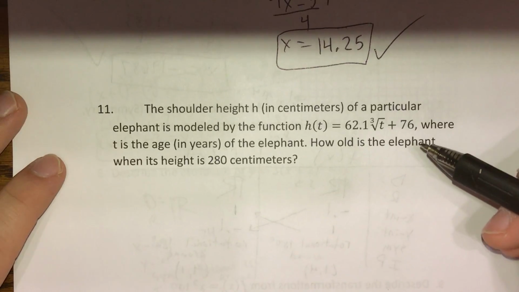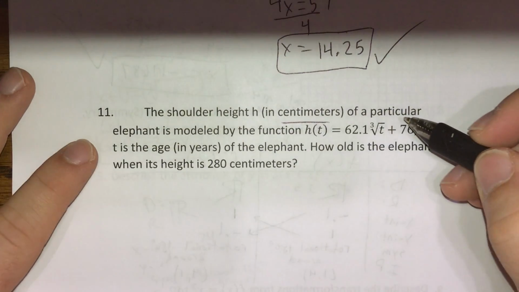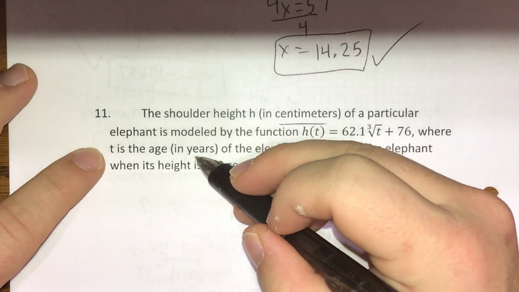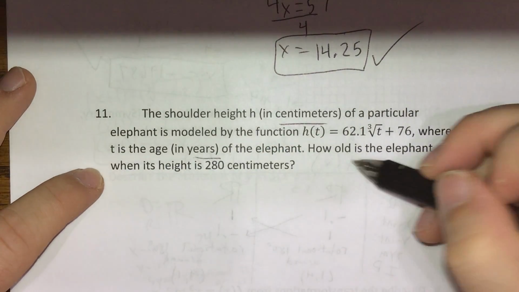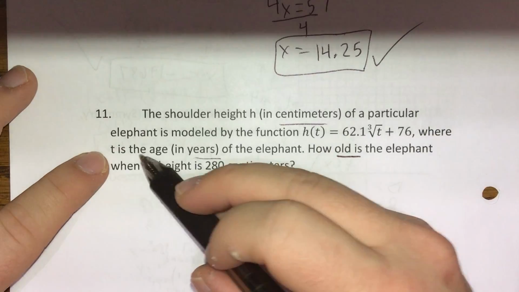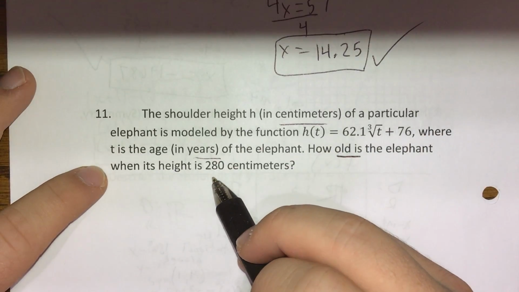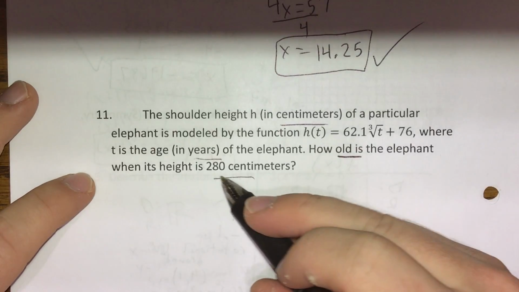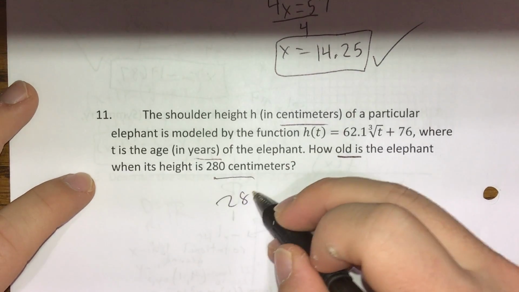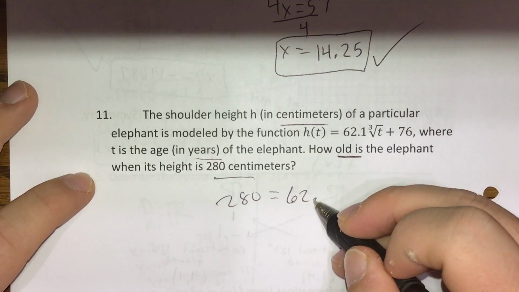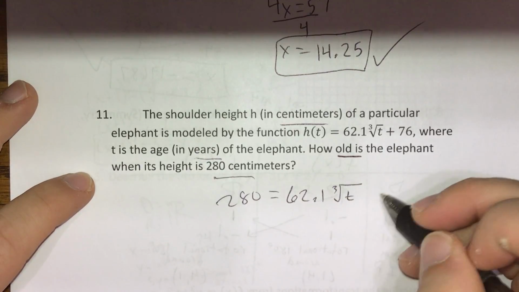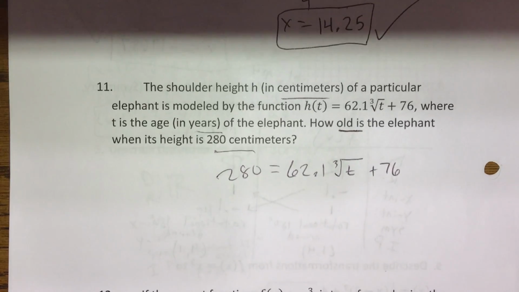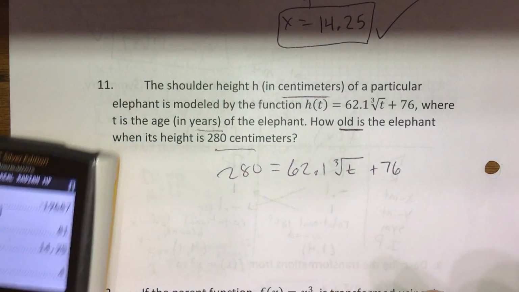Number 11, we've got the shoulder height in centimeters of an elephant is modeled by the function right there, where t is the age in years. How old is the elephant? So that's my age, which is t, when its height is 280 centimeters. And so we're going to plug in the 280 for h. And we want to know the age, and so we're going to solve for t. So the first step would be to subtract 76.